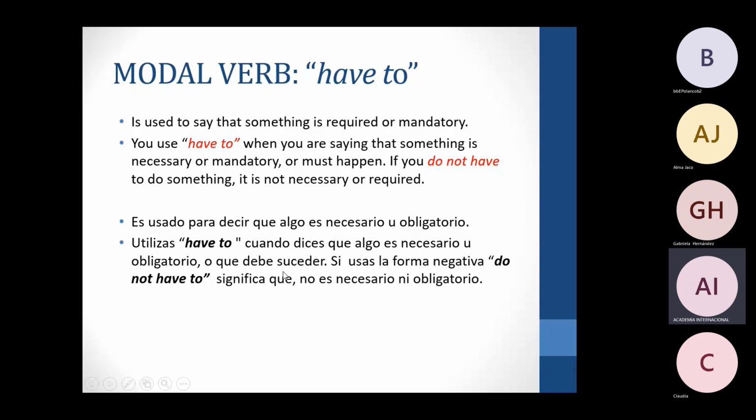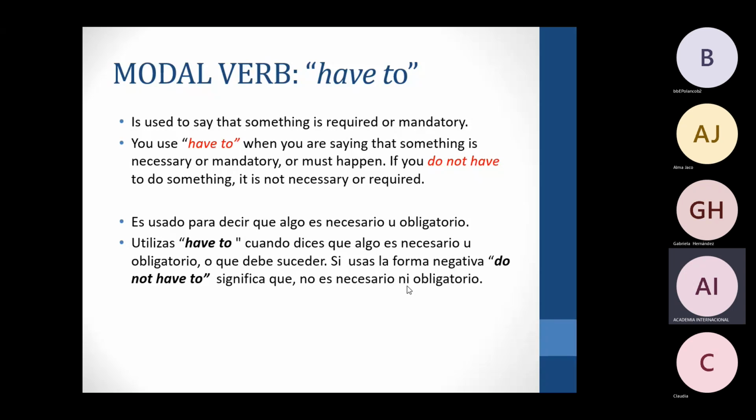O debe suceder, o eso debe suceder. Ahora, si usas la forma negativa, el do not have to, por ejemplo, si digo, you don't have to study today, significa que no es necesario ni obligatorio. Ahí es al revés. Por ejemplo, si yo digo, you don't have to work. Es como decir, no, no es necesario. No es necesario que lo haga, ¿verdad?